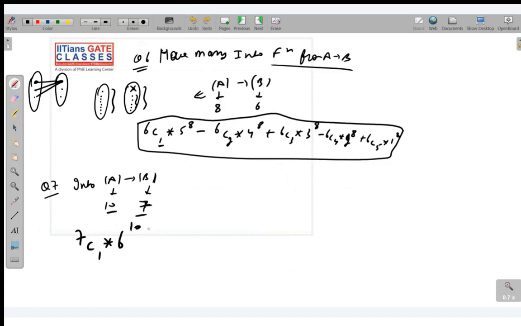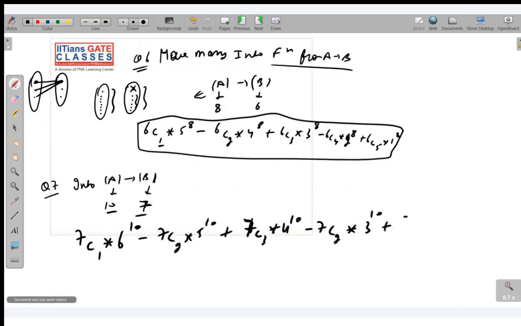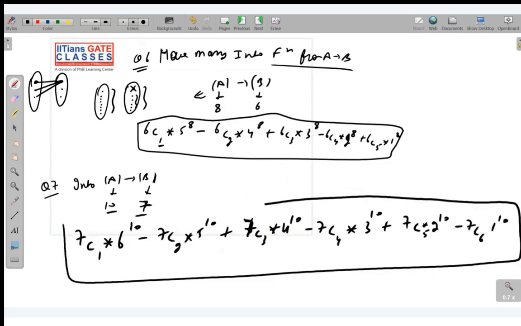Then minus 7C2 into 5 power 10, plus 7C3 into 4 power 10, minus 7C4 into 3 power 10, plus 7C5 into 2 power 10, and then minus 7C6 into 1 power 10. This is my answer.